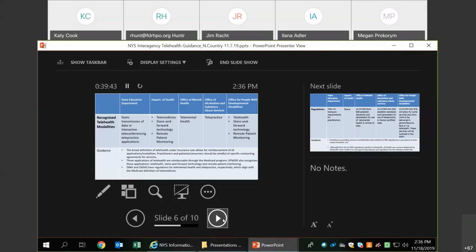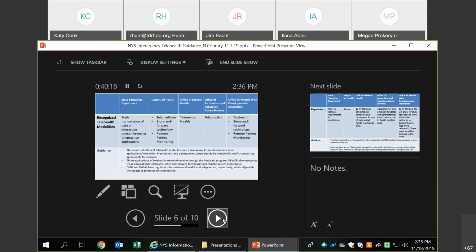So our state law says that the provider is at the originating site, and the record or the image is being sent to a distant site provider. And then remote patient monitoring is the third modality, which is also defined in state statute, and it includes both asynchronous and synchronous communication. For the other state agencies, OMH has telemental health, and OASIS has telepractice.